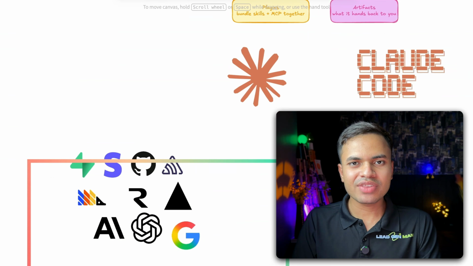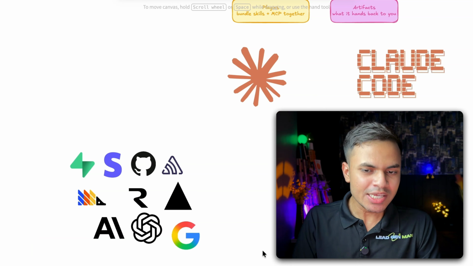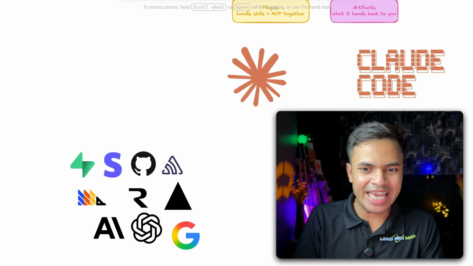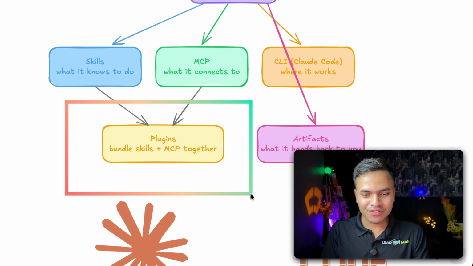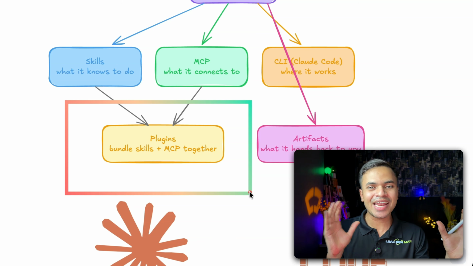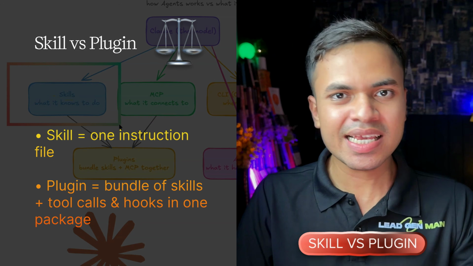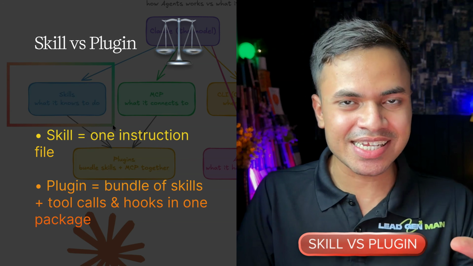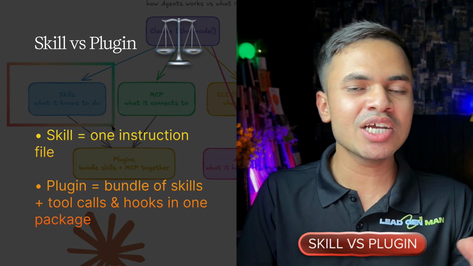And nowadays, most of these applications will have an MCP server so that you can easily plug and play with other AI applications. But now coming to the confusing part for most people, which are plugins and what is the difference between a skill and a plugin. To simply put, a skill is a single instruction file, right? That's it. You give your instruction to your AI agent on what to do.